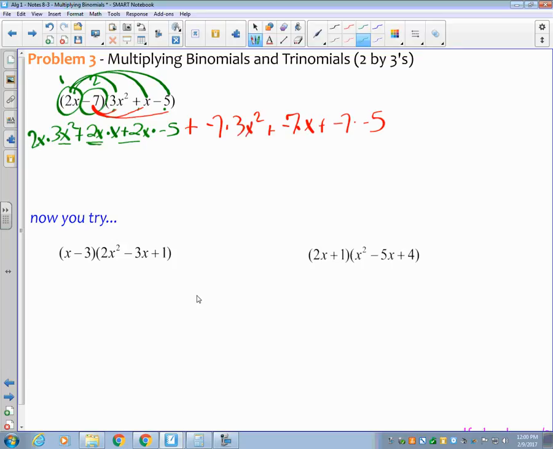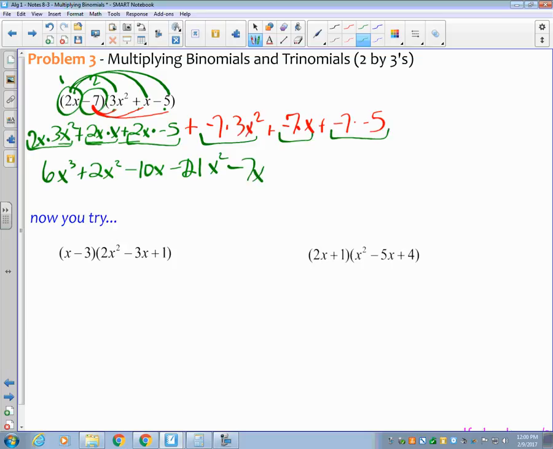Okay, now I'm going to simplify this all down and combine like terms. This is 6x cubed. This is 2x squared. This is -10x. You can write that as plus -10x, or you can just not write the plus sign. This -7 times 3x squared is -21x squared. -7 times x is -7x. And -7 times -5 is 35.